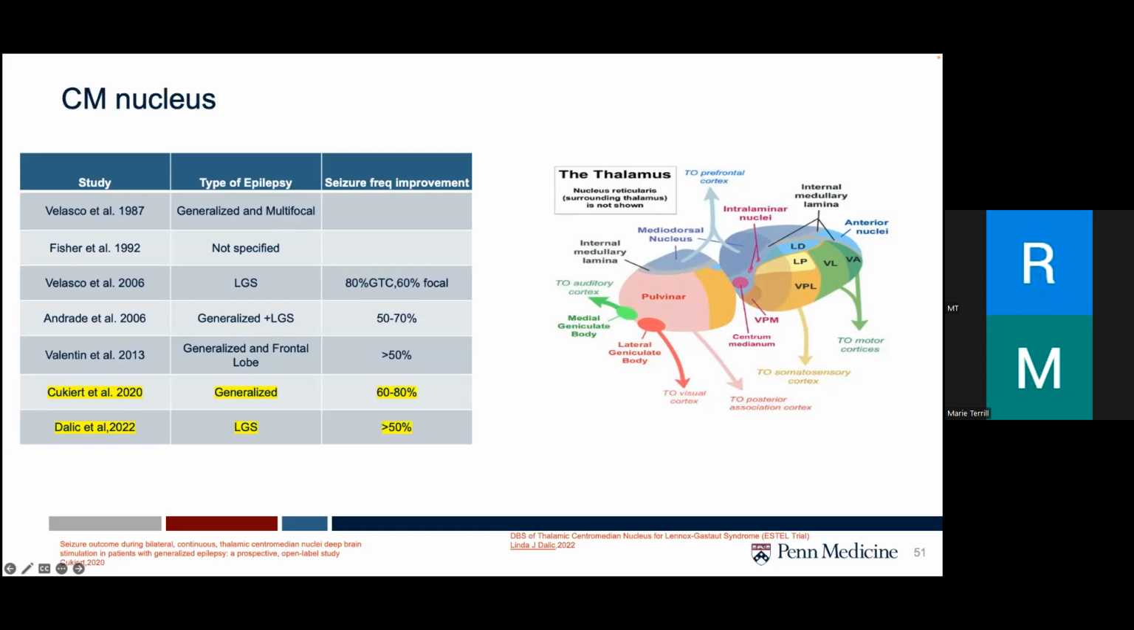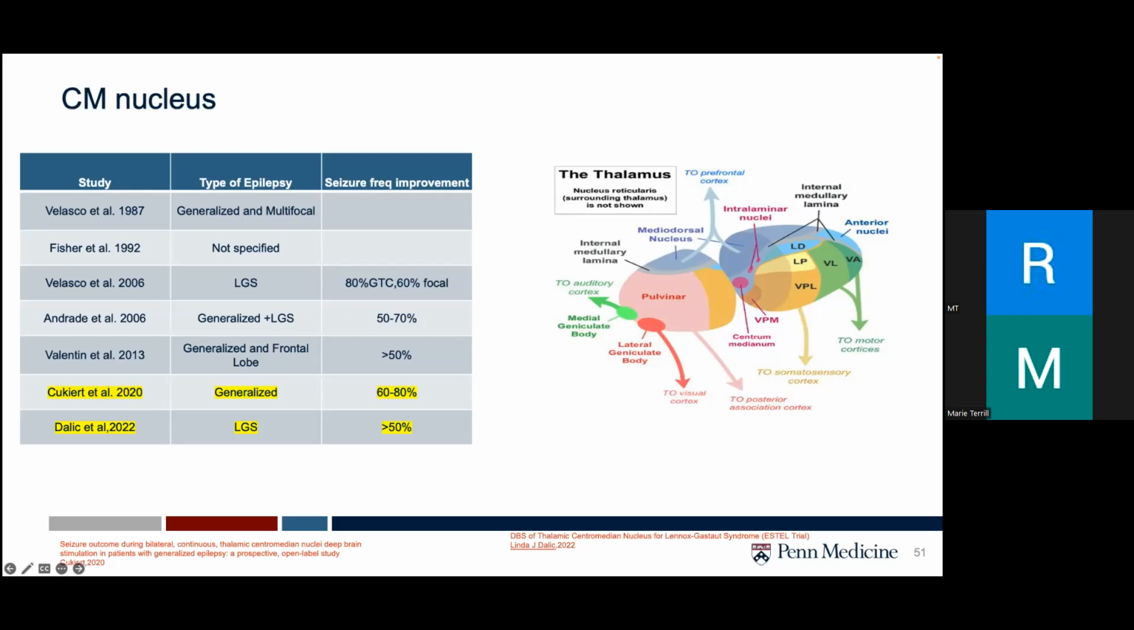I've highlighted 2 prospective studies showing a homogeneous population, and they've had some longer follow-ups. The first one is a prospective open label study that looked at central median DBS and reducing the seizure burden in patients who had generalized epilepsy. Again, there was an 80% reduction in generalized seizures, and these findings are pretty consistent with the previous trials.